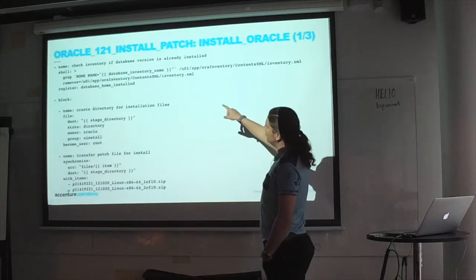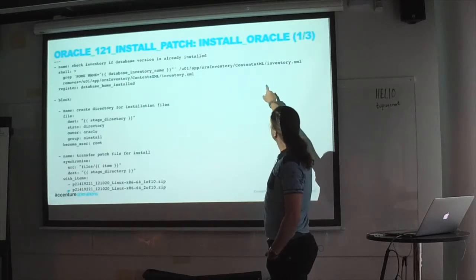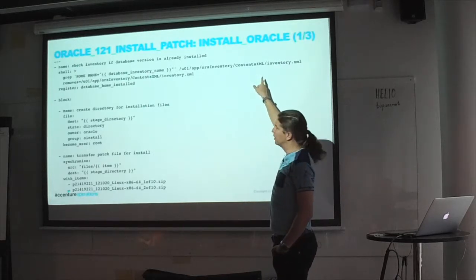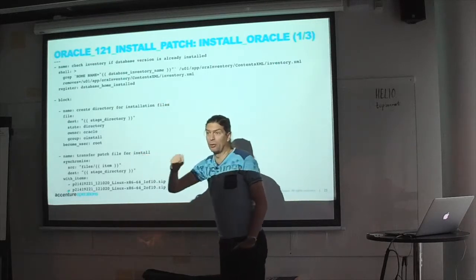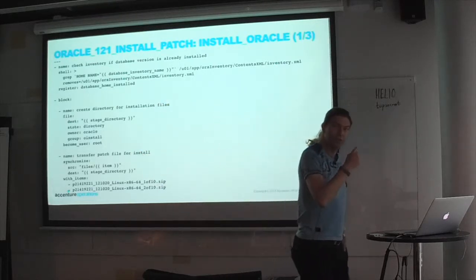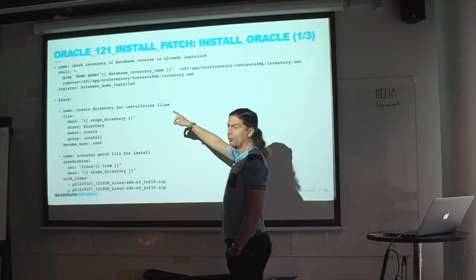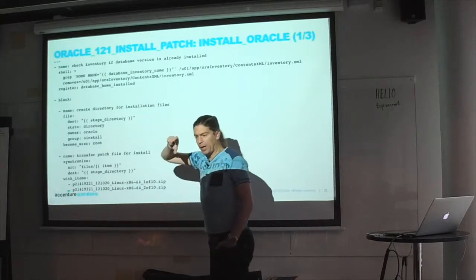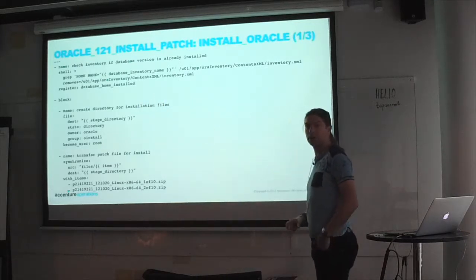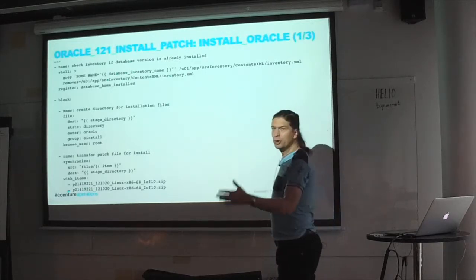I first execute the grep on the inventory, and this is the default place of the inventory, and I look for my database inventory name. Because I'm going to install and give my database a specific name in the inventory, I know where to look for. So using this grep, I can see if my home is already installed. Because remember what I said when I started: the script should be rerunnable.